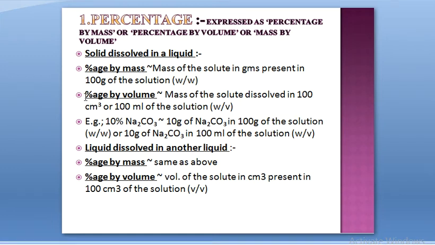Now if you are asked what is the percentage by volume, it is W by V. Why W by V? Because this is a solid dissolved in a liquid. Remember that. Mass of the solute is taken in grams, dissolved in 100 cubic centimeter or 100 ml of the solution. Solution इस वक्त हम in terms of volume ले रहे हैं. What are we talking about? Solid dissolved in a liquid. Next case, we'll come to this example later.